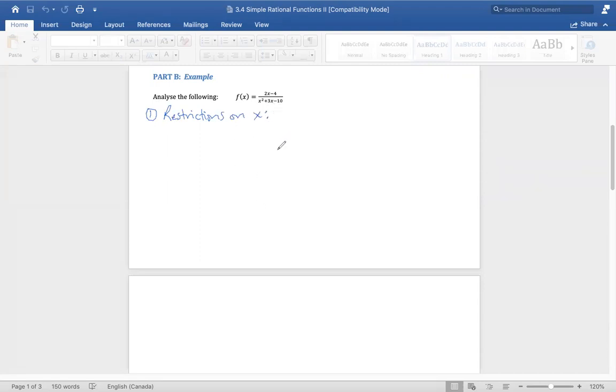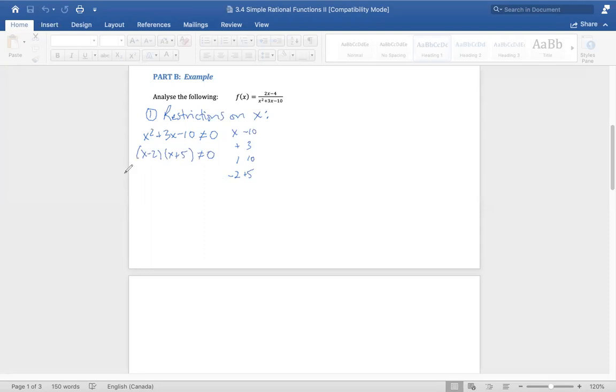So what are my restrictions on x? It's always that the denominator cannot equal 0, right? So my denominator, x squared plus 3x minus 10, cannot equal 0. Is that factorable? Can I find two numbers that multiply to negative 10 and add to 3? 1 times 10, 2 times 5 is a difference of 3. If I want to add to a positive 3, if it was positive 5 and negative 2, that would work, right? So I've got x minus 2 and x plus 5 cannot equal 0.